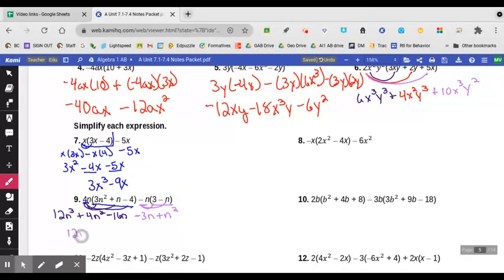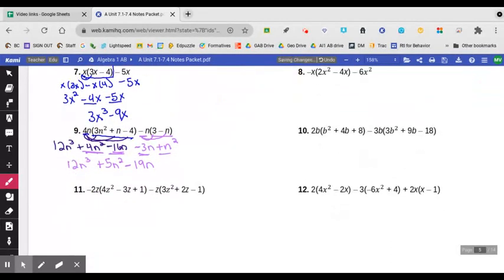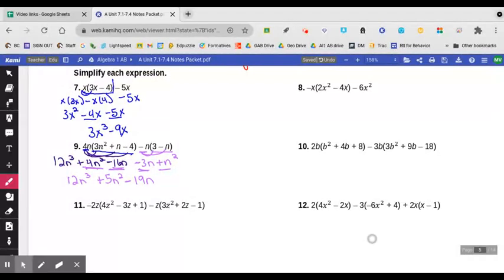So 12n cubed is by itself. I can add positive 4n squared to n squared, which is plus 5n squared. I can add negative 16n to negative 3n, which is negative 19n. So I want you to pause and do 8, 10, 11, and 12, and come back and check.